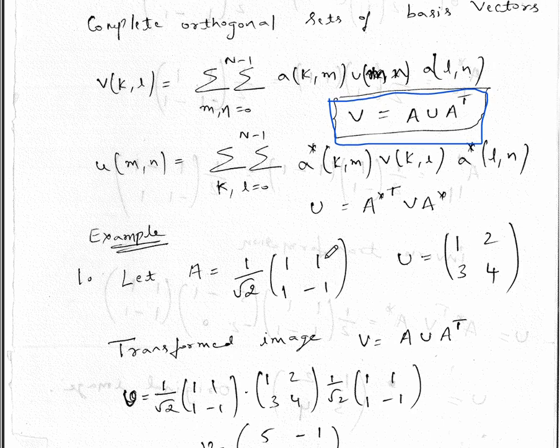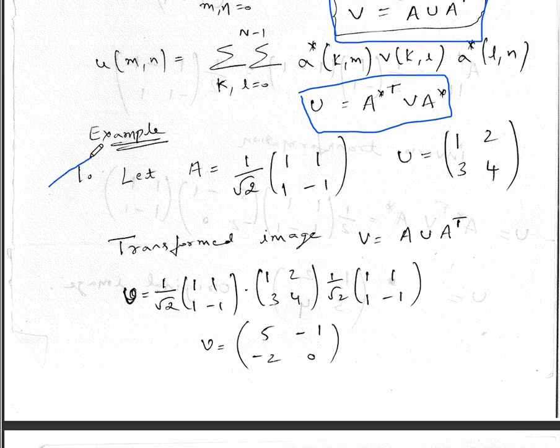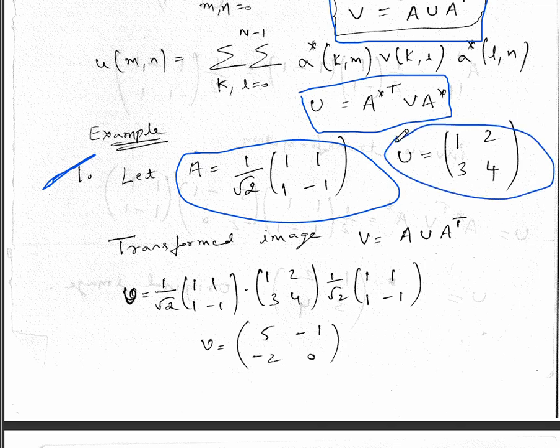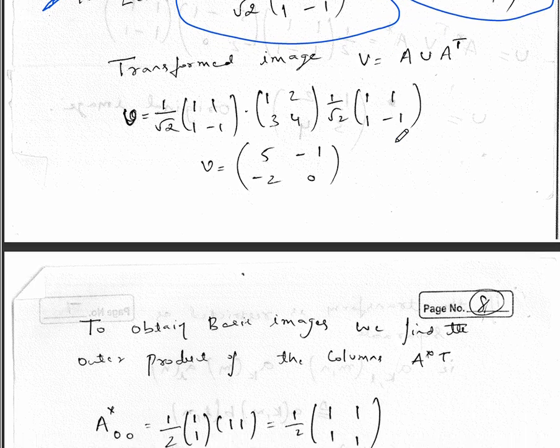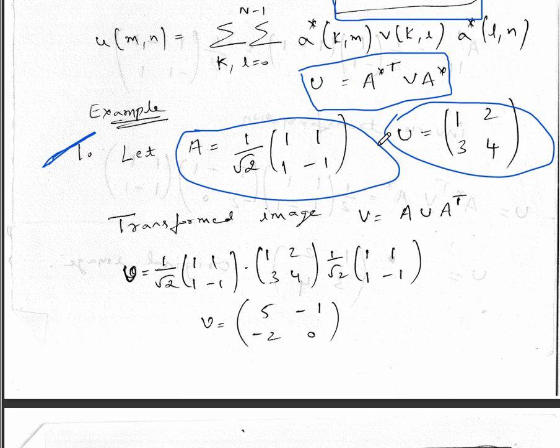And now we'll move on to the problem. Also another important equation would be U equals A conjugate transpose V A conjugate. So this is one very important problem that's asked in many exams, also in the VTU exam. They'll give the matrix A, and along with that the value of matrix U will also be given. They'll ask you to find the transformed image and also apply the inverse transform to find the original image.